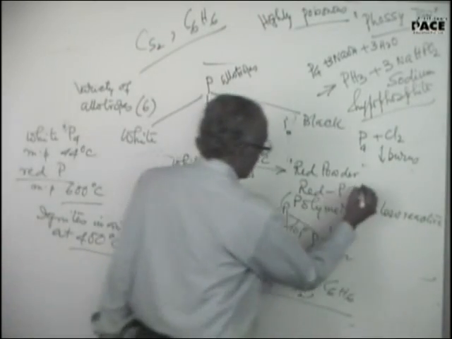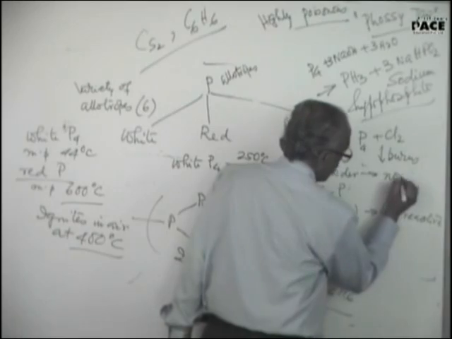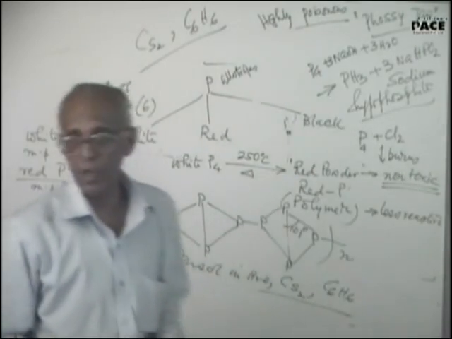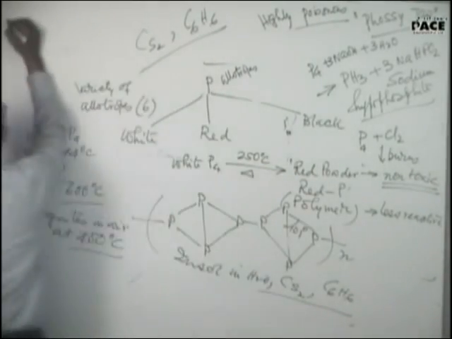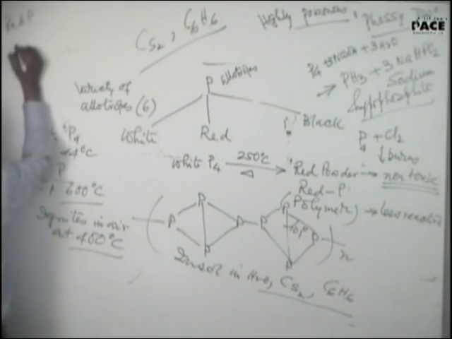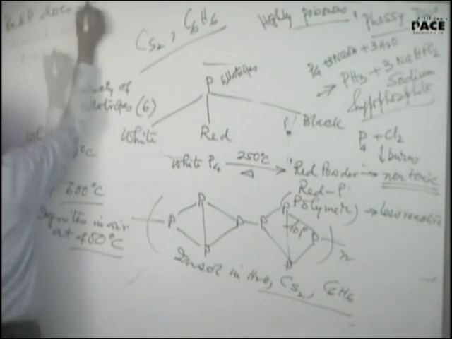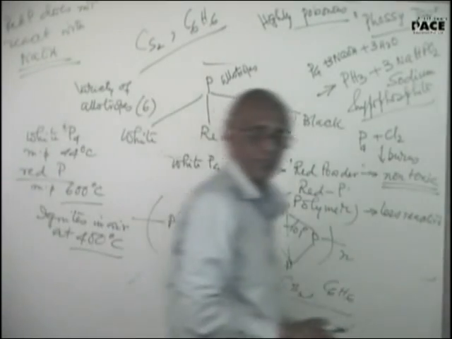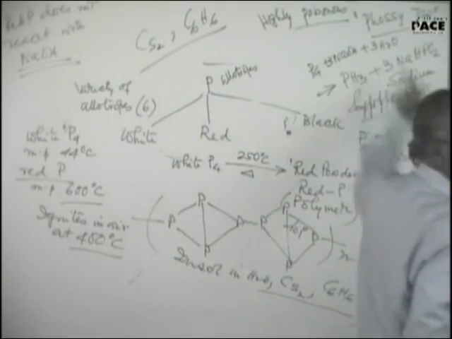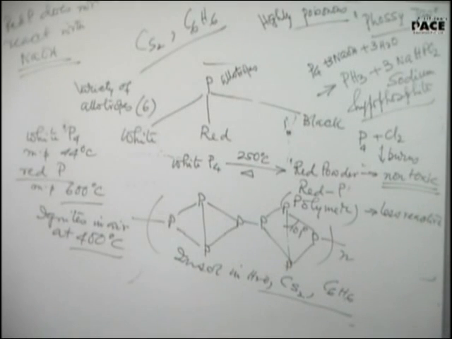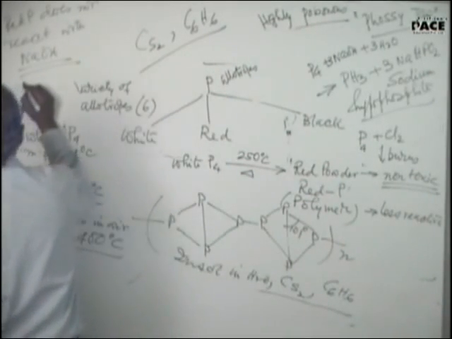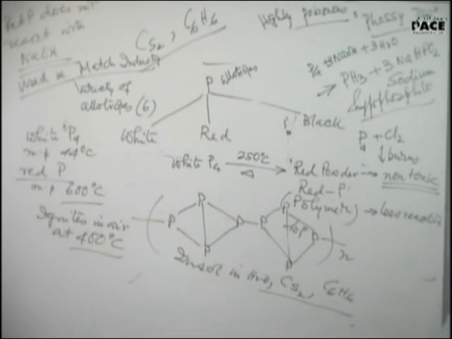Red phosphorus is non-toxic. It is not a poisonous substance. Red phosphorus does not react with sodium hydroxide. White phosphorus reacts with sodium hydroxide to give you phosphine and sodium hypophosphite. Red phosphorus does not react with sodium hydroxide. Red phosphorus is used in the match industry.